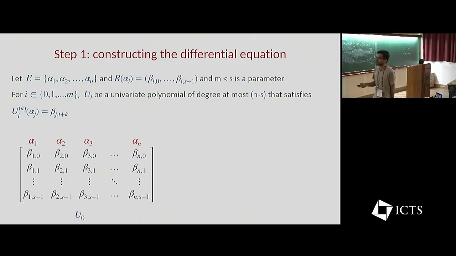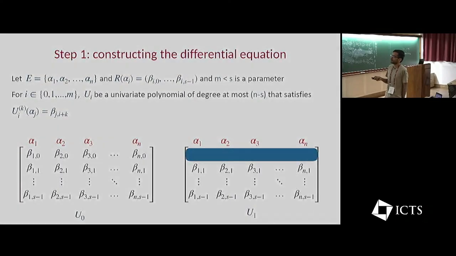Let me say this in picture. So u naught is the unique univariate polynomial of degree less than n times s, such that at alpha 1, beta 1 0 is its evaluation, beta 1 1 is the evaluation of its derivative, beta 1 2 is the evaluation of its second derivative, and so on. So this column here is the evaluation of the first s derivatives of u naught at alpha 1. u1 is again defined similarly. So we throw out the first row, and the remaining column is the evaluation of ui and all its derivatives at alpha i. So these are interpolation conditions. We can find polynomials ui with these properties. The degree will never exceed n times s because that's the number of constraints we are imposing.